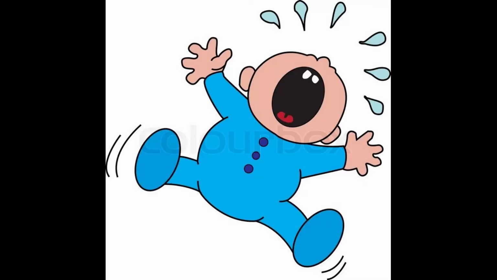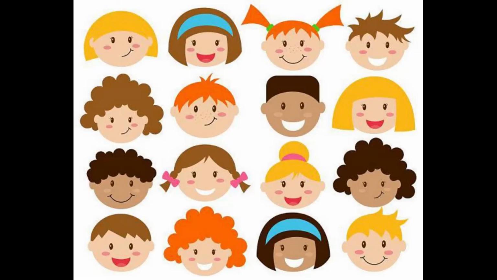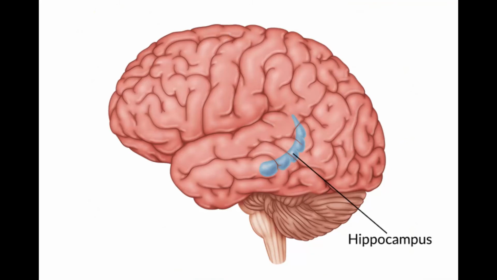Complex visual information, such as faces and scenes, is decoded by certain parts of the temporal lobe. The hippocampus, a brain area critical for memory, learning, and emotions, is located in the medial temporal lobe near the middle of the brain.